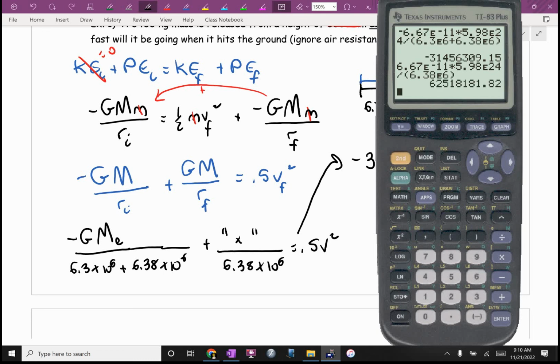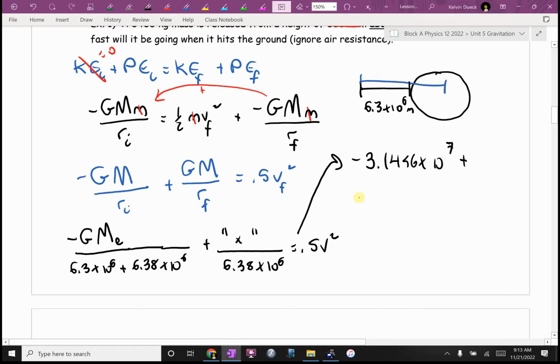I get positive 62518181.82. Yep. Okay. Pause. So for the second fraction, I get 6.2518, 5 sig figs, times 10 to the 7th. Okay.